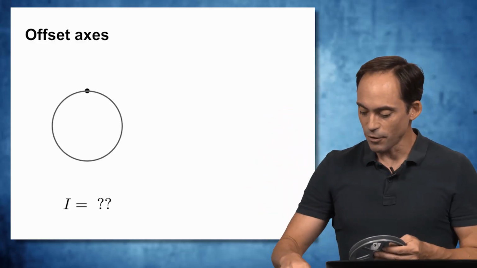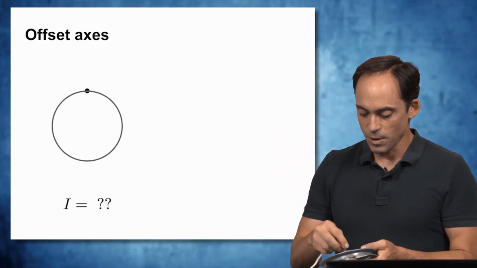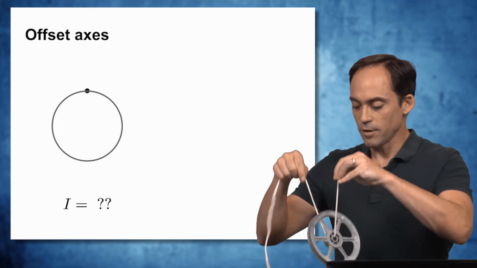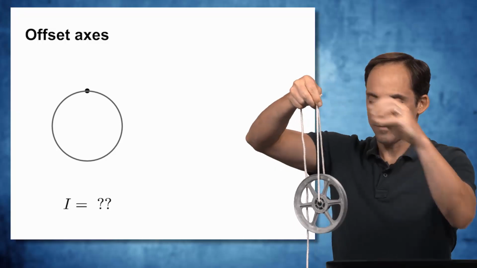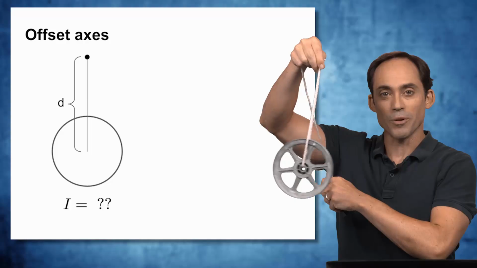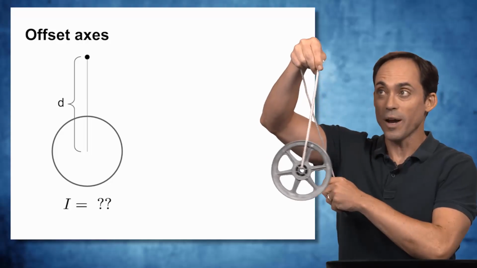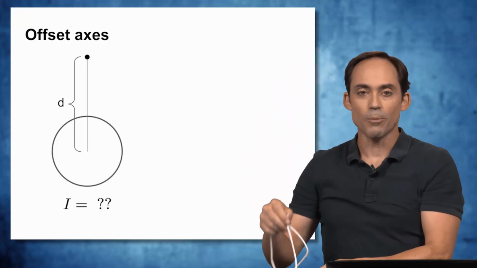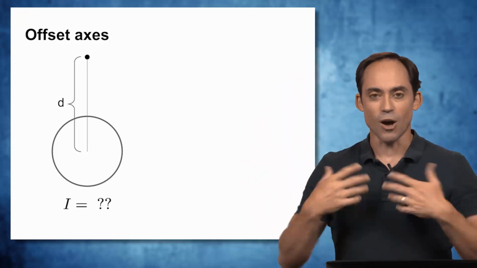I could take it one step further and suspend our object from a string, like this. And in that case, we're going to have an even more different moment of inertia because the mass is now quite far away from the rotation axis, which is up here. So how do we go about calculating the moments of inertia for these offset axes?